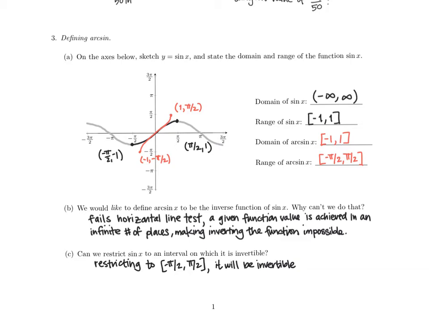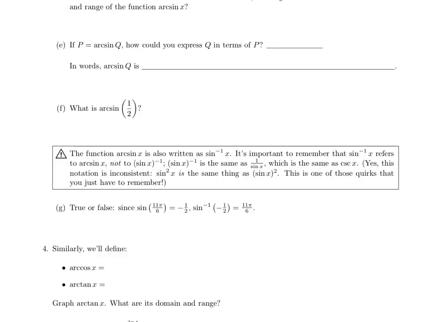Now, let's take a look at what that means about the outputs that arc sine will spit out. How will it answer these types of questions about which angle measure has a particular sine value? That's what's next. So we're now at E, and it says if P equals arc sine of Q, how could you express Q in terms of P? Well, a reminder that the input for arc sine is going to be a sine value, that Q is a sine value, and that P is an angle measure, right? That was from when we talked about the inputs and outputs of trig functions and their inverse functions.